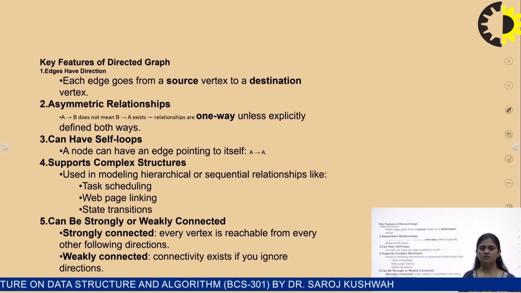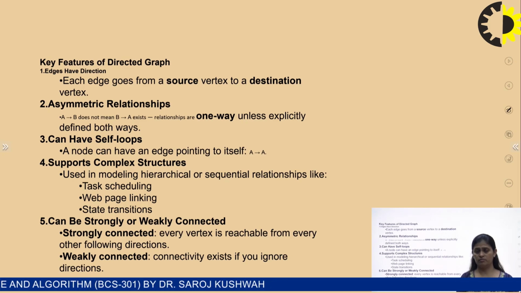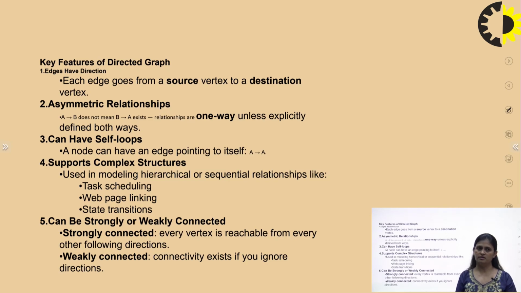The last one is that it can be strongly or weakly connected. Like a connected graph, the directed graph can be strongly connected or weakly connected. Strongly connected means every vertex is reachable from every other vertex following the directions. Weakly connected means the connectivity exists if you ignore the directions.